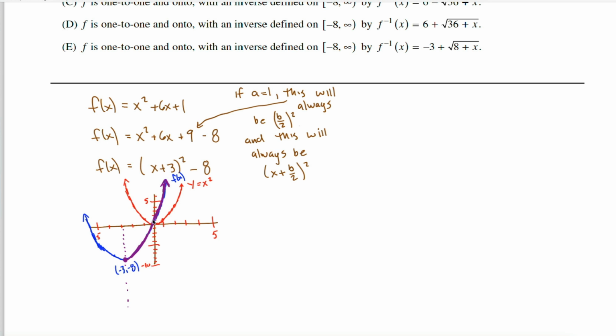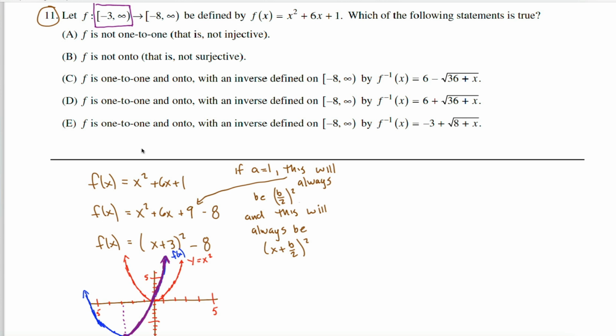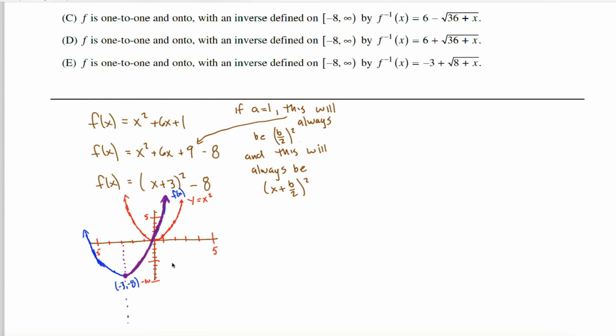If you stare at that purple part of the graph, hopefully you can answer these questions. First, is it one-to-one? A graph is one-to-one if it passes the horizontal line test. To fail the horizontal line test, you need to be able to draw a horizontal line that intersects your graph in more than one spot. Can you do it? No, you can't.